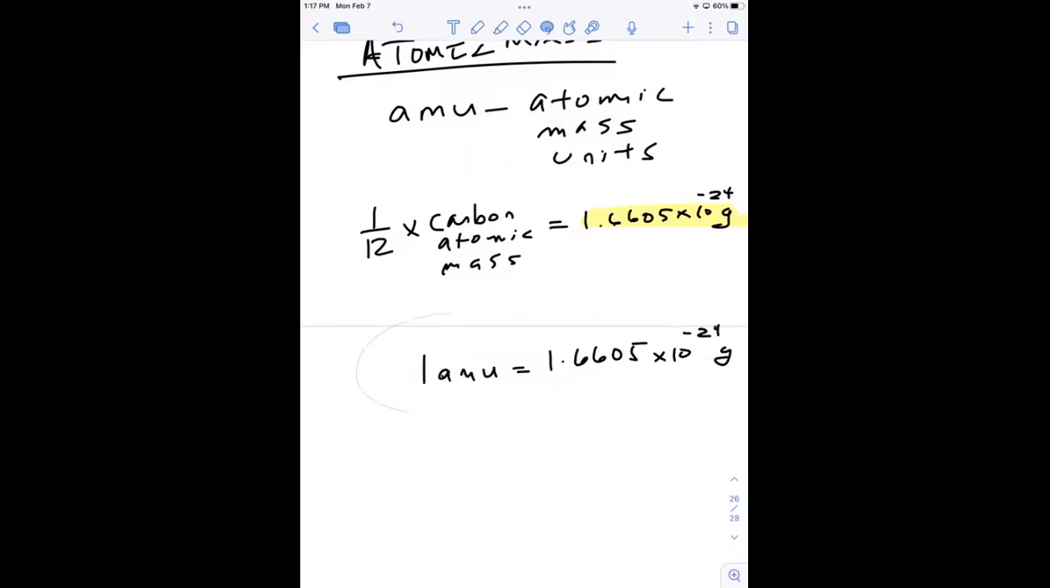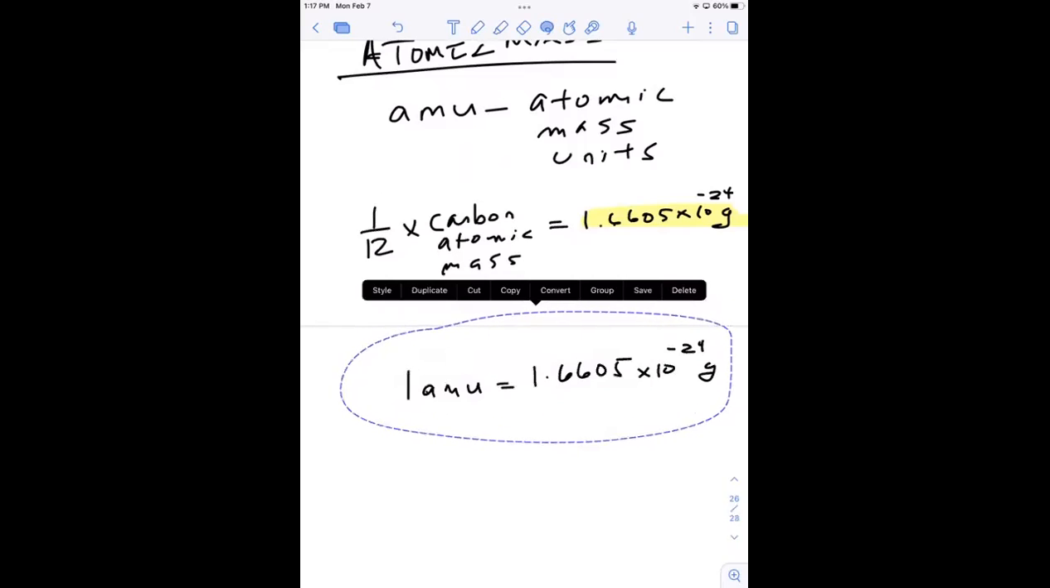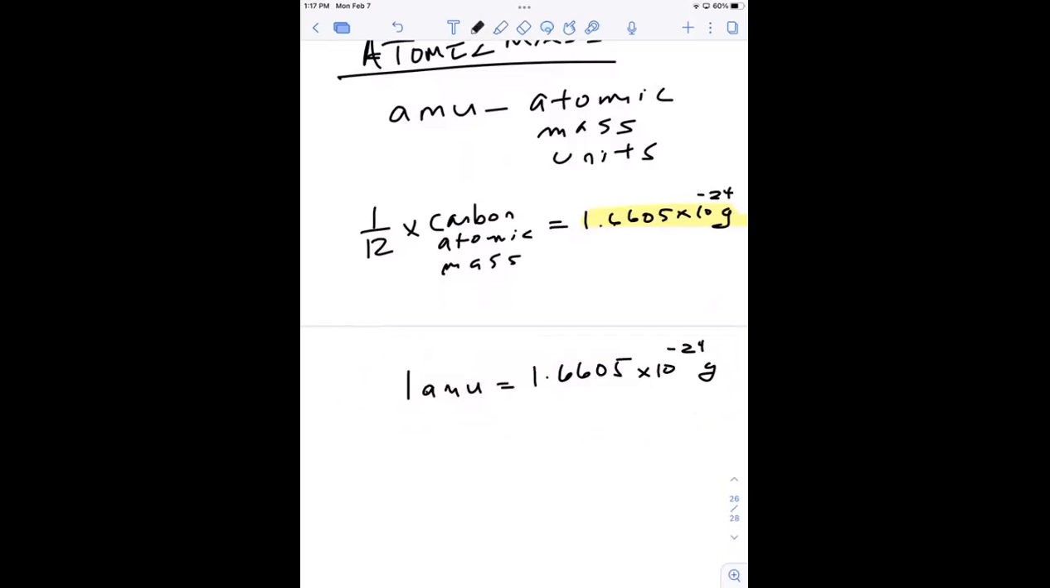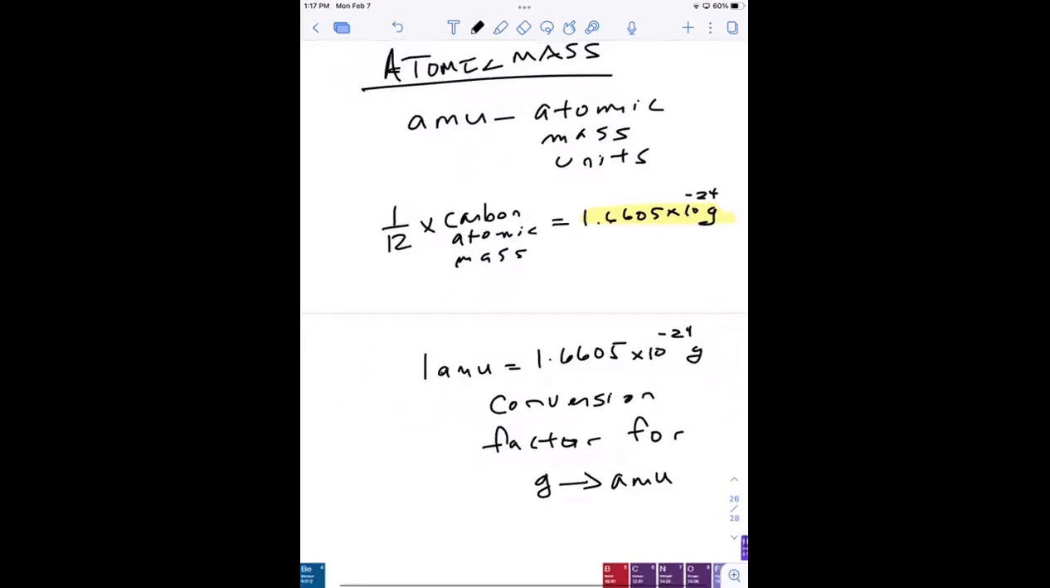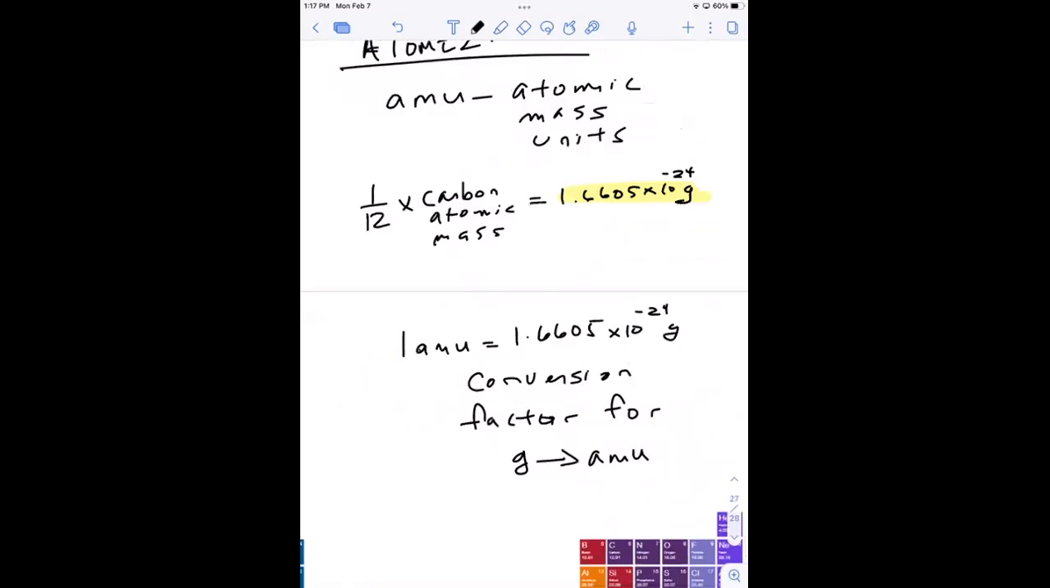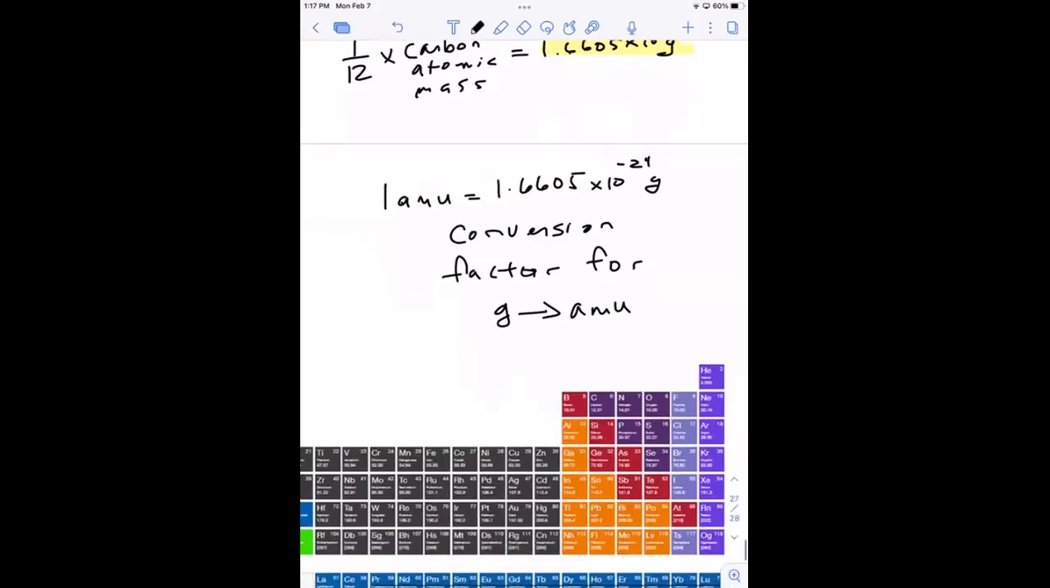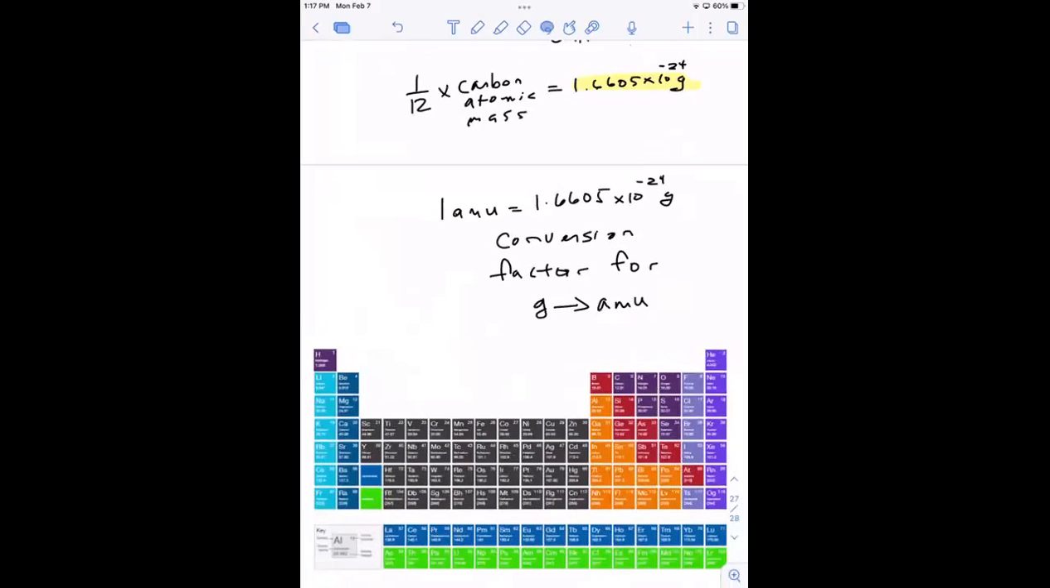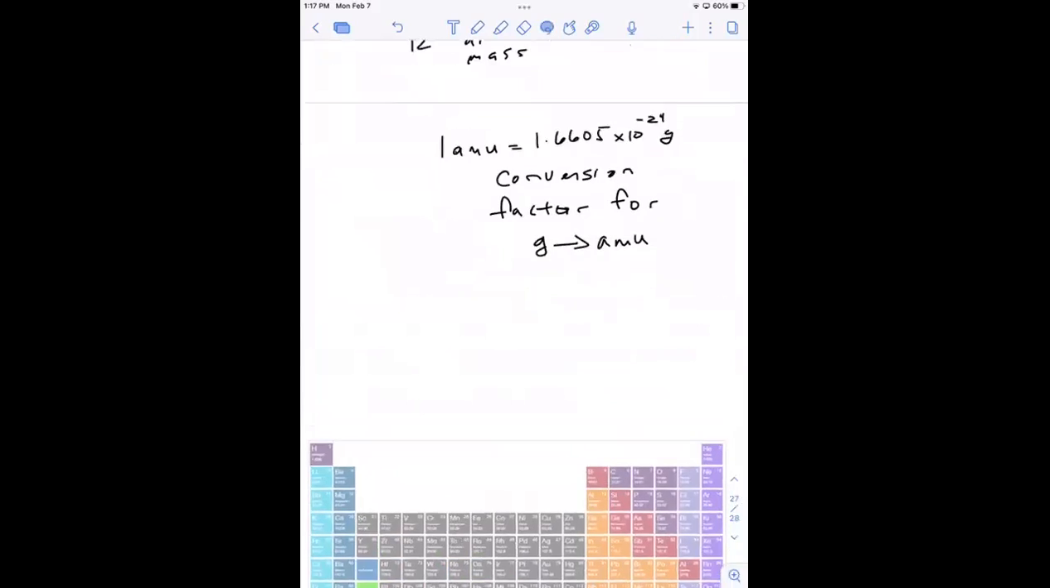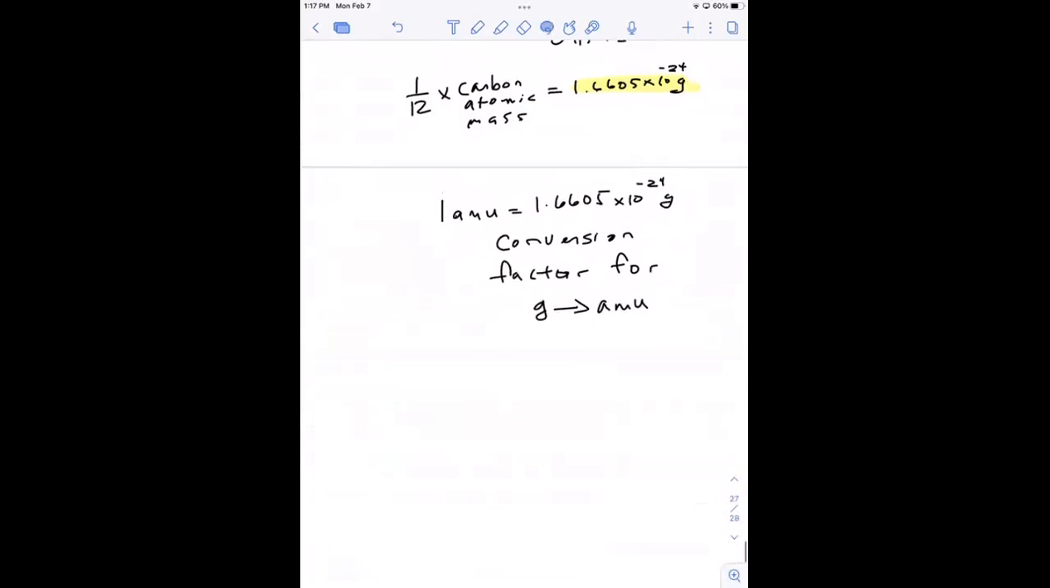And then if we need to ever convert between those two, then this is what we can use, right? This is the conversion factor. So if you ever need to convert between grams and atomic mass units, we have the numbers to do that. All right. Sometimes you'll see atomic mass units represented by different symbols or different units.